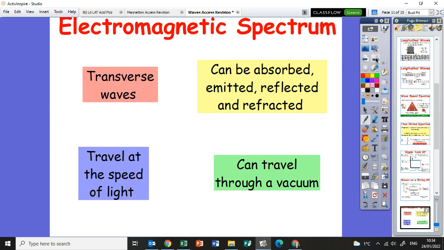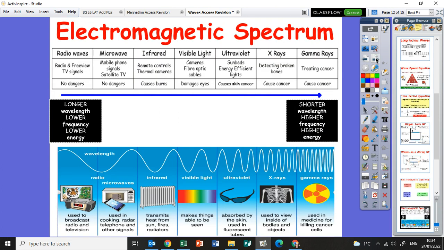The electromagnetic spectrum is a continuous spectrum of transverse waves. It travels at the speed of light, it can travel through a vacuum, and it can be absorbed, emitted, reflected, and refracted. The examples of the electromagnetic spectrum are radio waves, microwaves, infrared, visible light, UV, X-rays, and gamma rays.